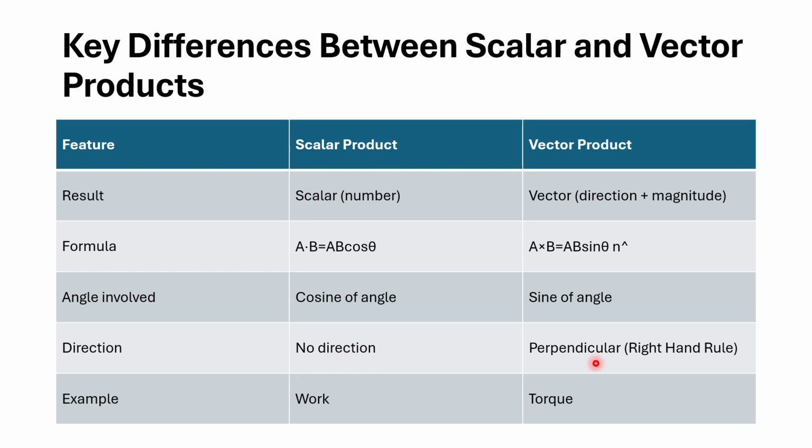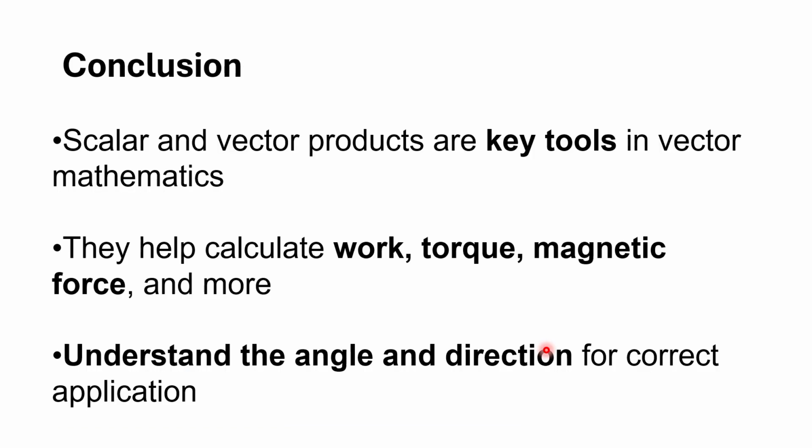But the direction of the vector product will always be perpendicular to both the vectors, found using the right hand rule, as we have discussed in the previous slide. We have examples about it, and we have done this example as well. Torque is an example of the vector product. So this was the key difference between them.